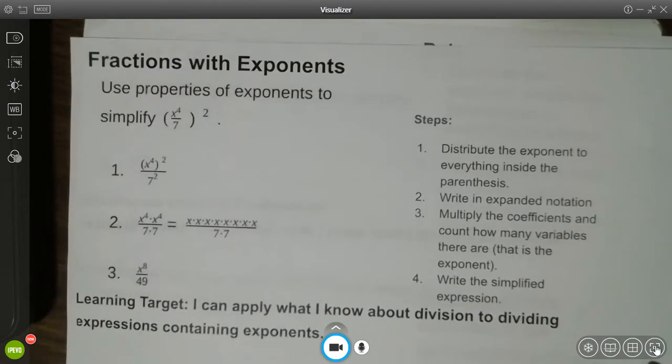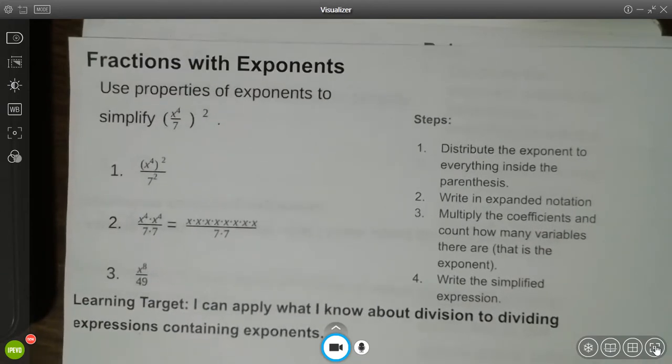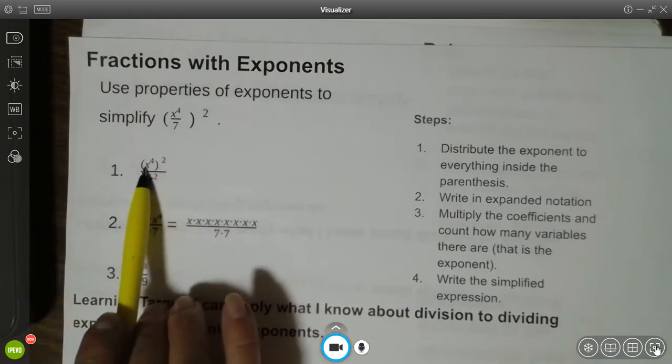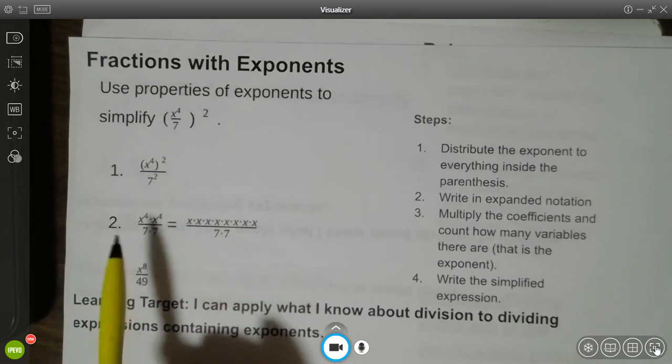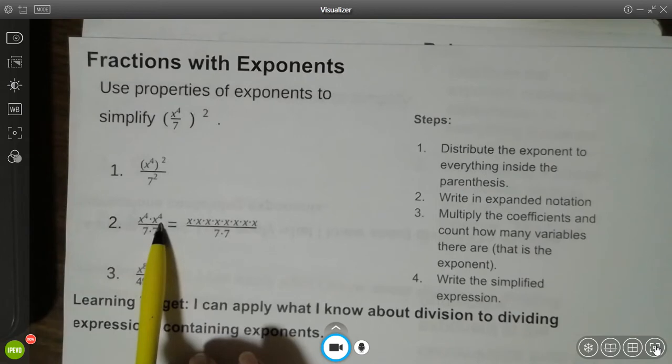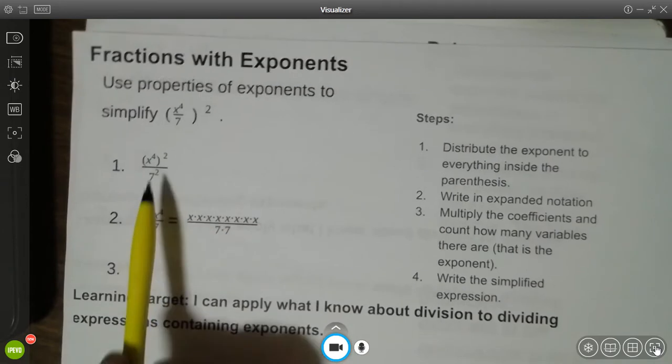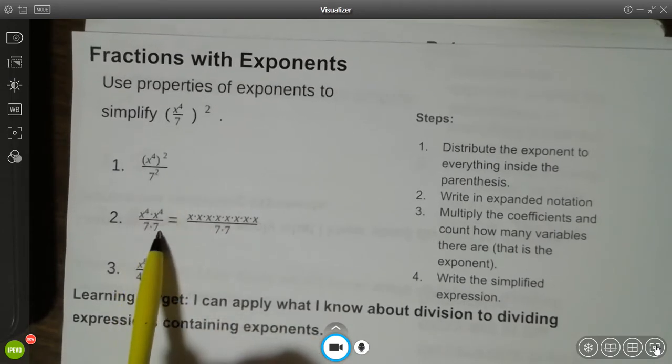Now what happens if we have fractions with exponents? Let's use the properties of exponents to simplify x to the fourth over 7, that whole quantity, squared. Here are our steps. We're going to distribute that exponent to everything inside the parentheses first. So when we square something, we take it times itself. So x to the fourth squared means x to the fourth times x to the fourth. Now do not forget, if you do it to the numerator, you have to do it to the denominator too. So 7 squared is 7 times 7.